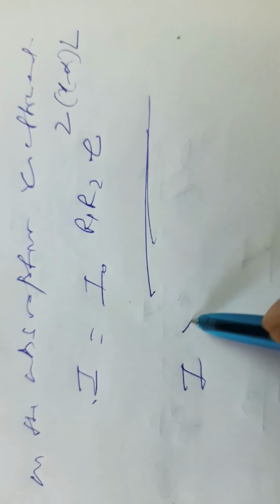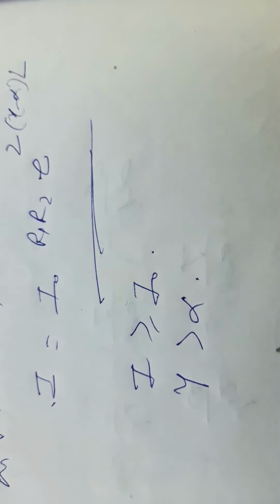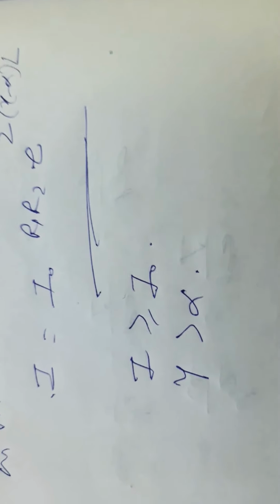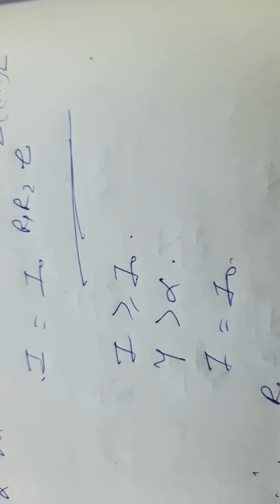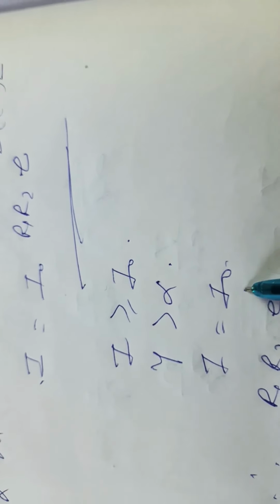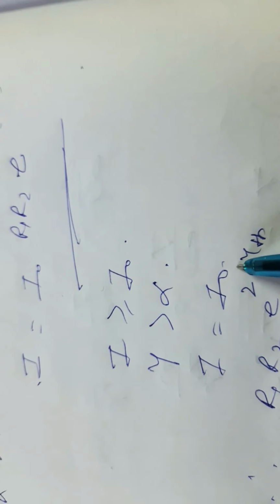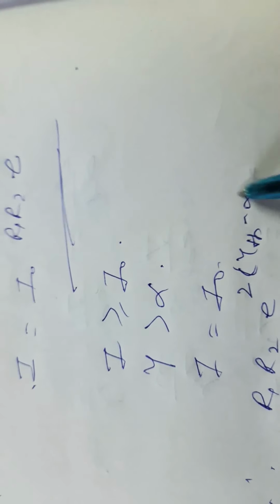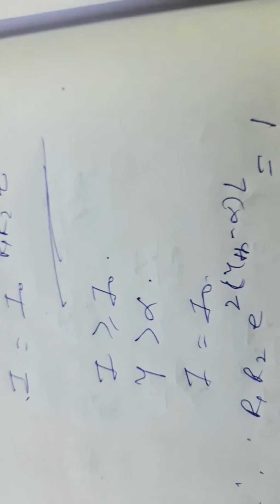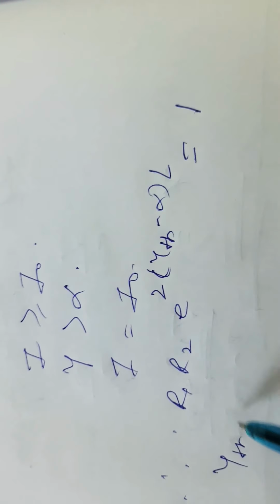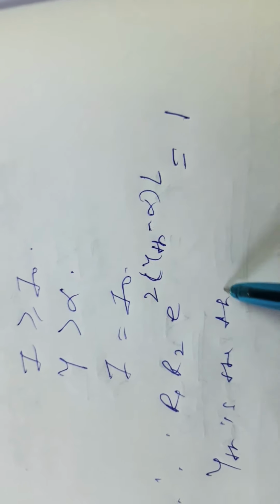Here the diode will start functioning as a laser if I is greater than or equal to I naught. It requires that gamma should be greater than alpha. At the threshold, when the round trip gain exactly equals the losses, I is equal to I naught. Therefore we can write R1 R2 e to the power 2 (gamma th minus alpha) L equal to 1. I naught and I naught get cancelled out. Here gamma th is the threshold gain.